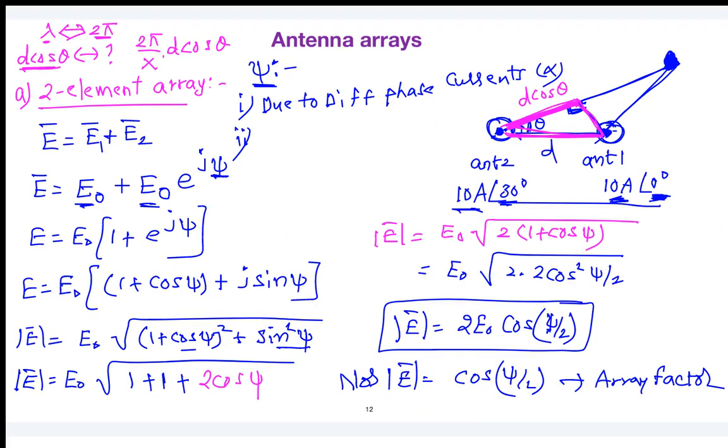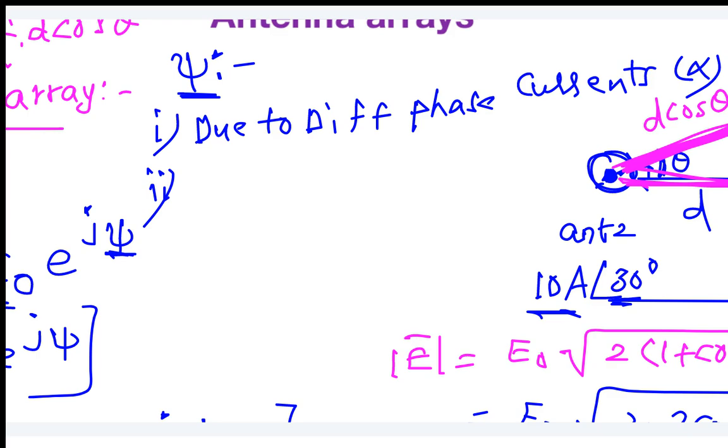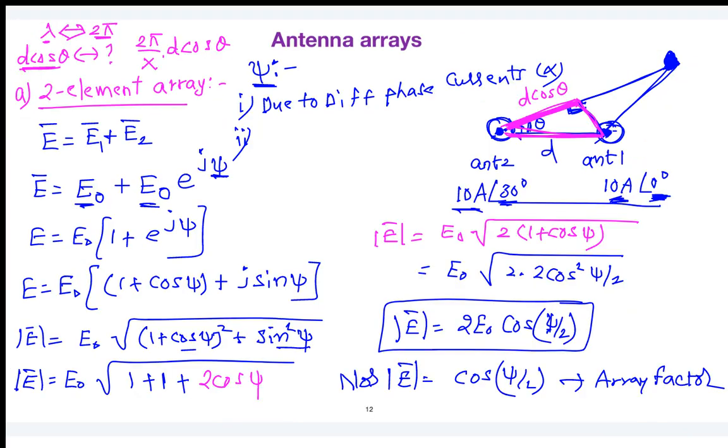Is it clear? In a distance of lambda, you are going to have a phase shift of 2 pi radians. How much phase shift happens if the distance is d cos theta? That will be 2 pi into d cos theta divided by lambda. So this is an additional phase shift, and one more contribution is your alpha.